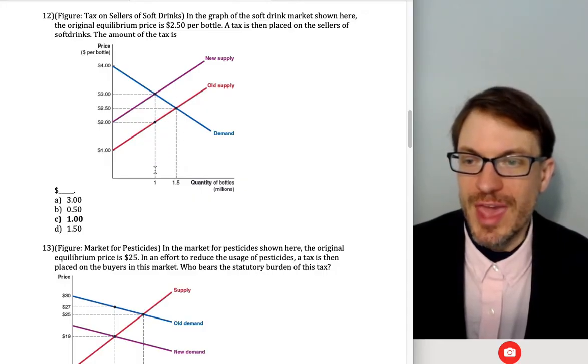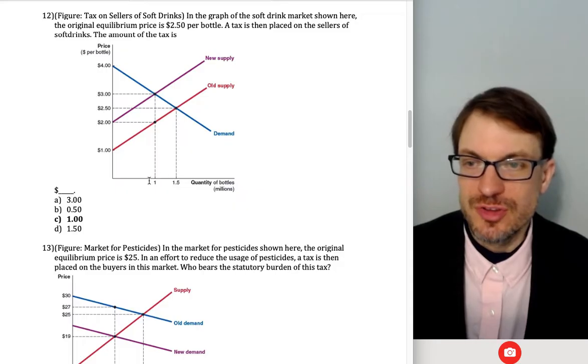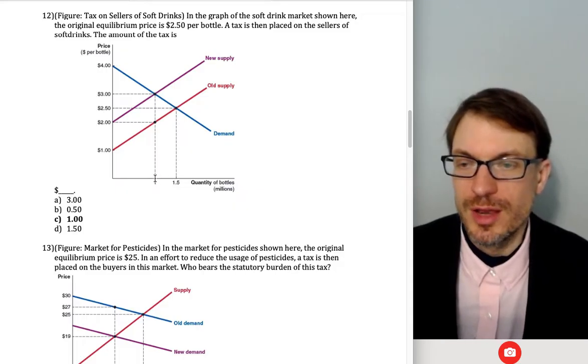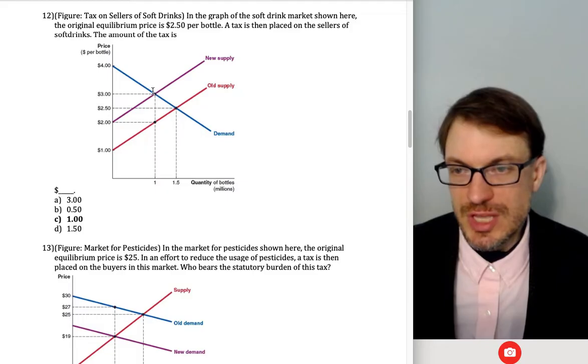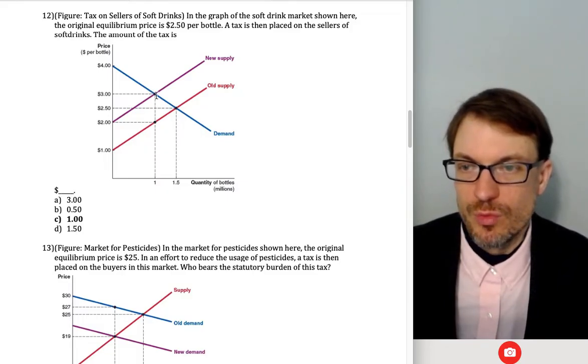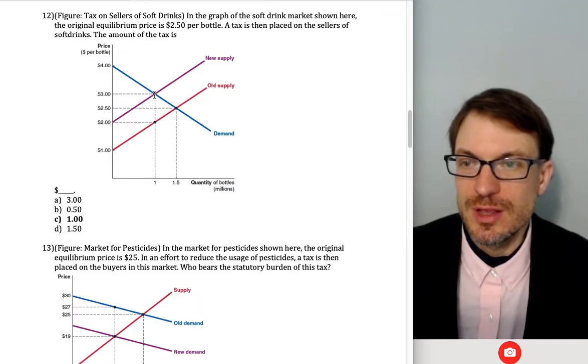And so the quantity actually transacted is just going to be this 1, and then the associated willingness to pay for that 1 unit was $3. The cost to produce that 1 unit was $2. The difference between the willingness to pay for 1 unit and the cost to produce 1 unit is that $1.